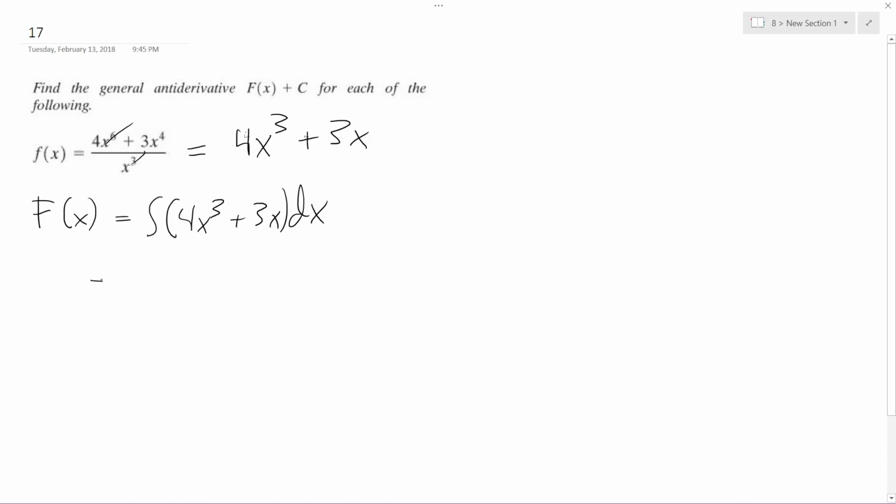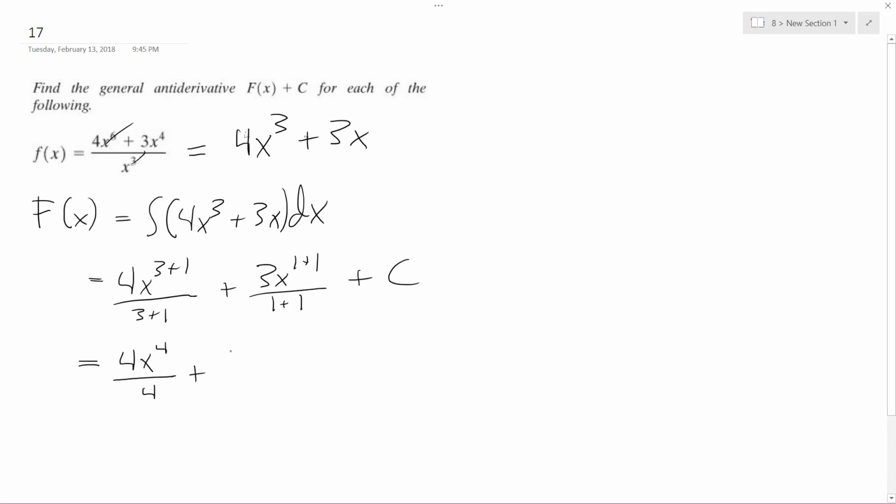And what we're going to get is 4x raised to 3 plus 1 over 3 plus 1, plus 3x raised to the 1 plus 1 over 1 plus 1. And ultimately what we end up with here is 4x raised to the 4th, just put plus c here for the general constant, over 4, plus 3x raised to the 2nd over 2, plus c.